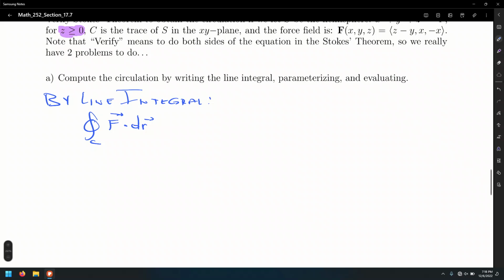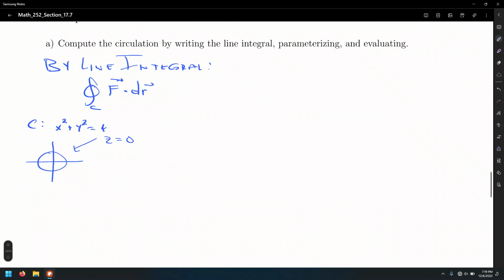So C in this case is the xy trace of the sphere, which is really the circle of radius, in this case it is 4, isn't it? I mean, no, the radius is 2, but the radius squared is 4. Let's draw that circle, and here we should specify that z equals 0. That's what it means to get the trace, right? It's the xy trace. So from here, we need to parameterize, yes, because it's a line integral. They're asking us to do it first by parameterizing.